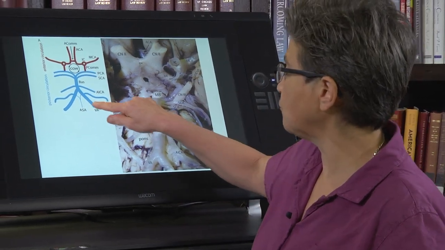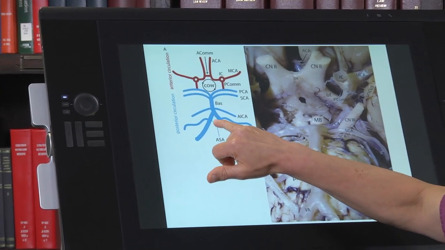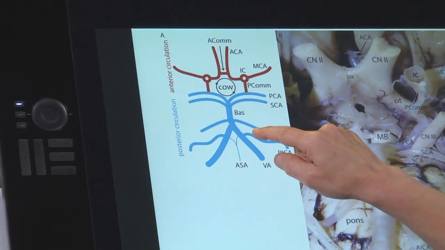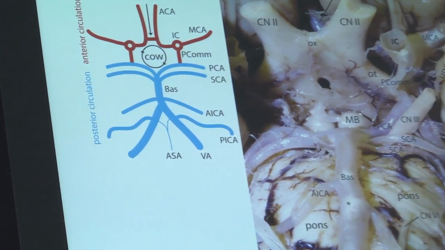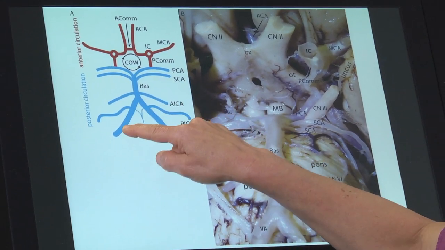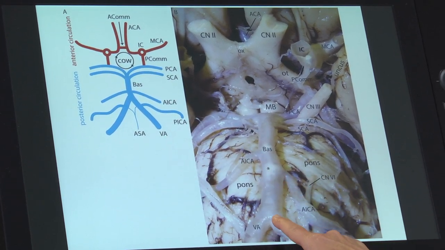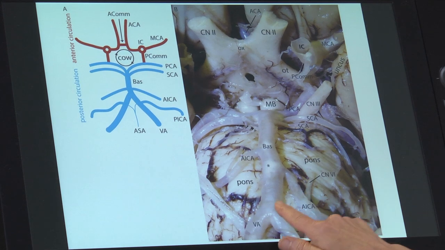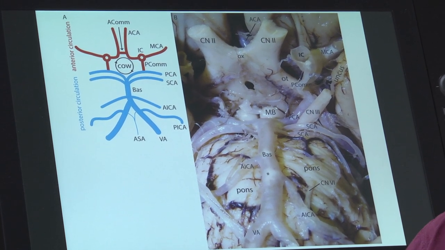All right, so here are the vertebral arteries. Here's the anterior spinal artery that divides and joins each of the vertebral arteries. At the junction between the medulla and the pons, these vertebral arteries join to become the basilar artery that starts at the pons and goes right down the center of the pons and midbrain.